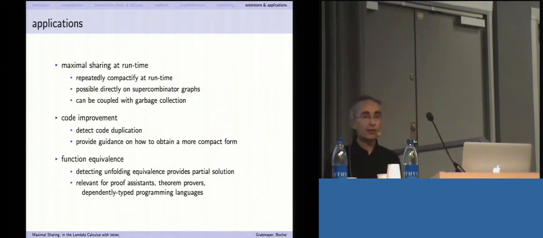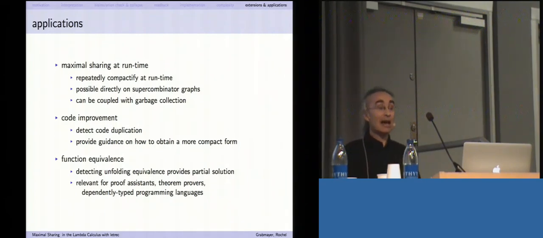Possible applications of our method would be to use maximal sharing repeatedly at runtime. Our method can be repeatedly used at runtime, and it is possible to implement our method directly on the supercombinator graphs, and this use of our method repeatedly during evaluation time could be coupled with garbage collection. Another possible application could consist in code improvement, namely to detect code duplication and provide some guidance for the programmer on how to obtain a more compact form.